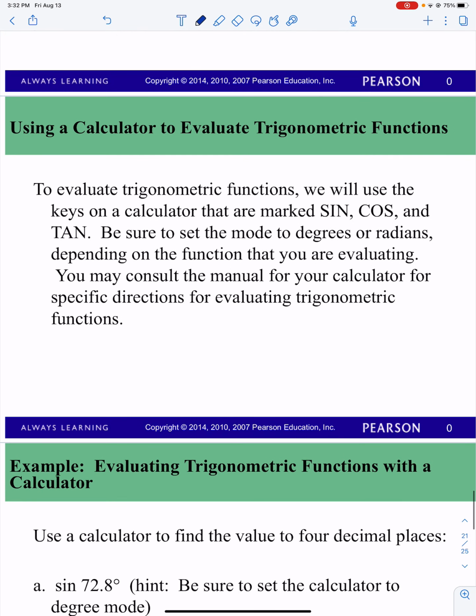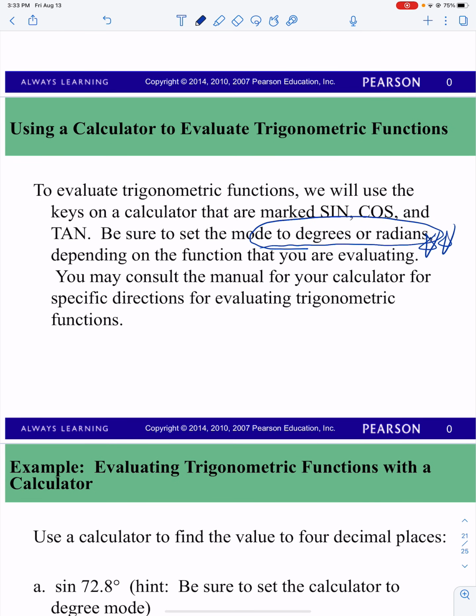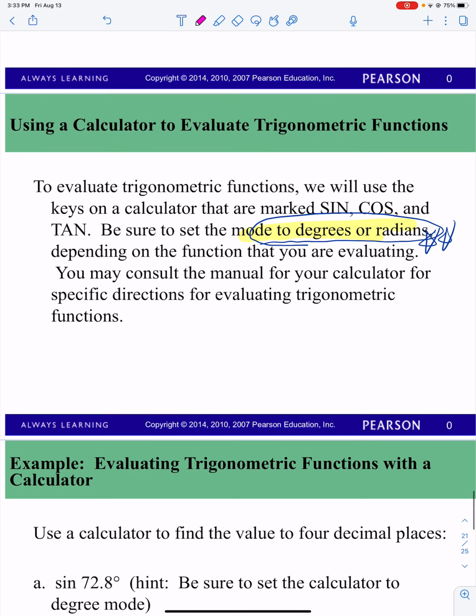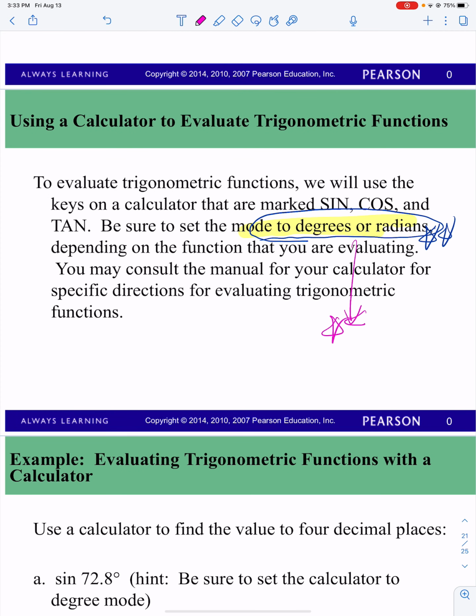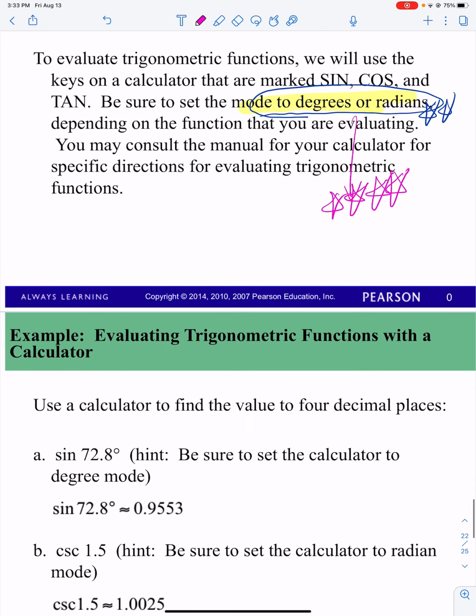Okay, you can use your calculator to evaluate sine, cosine, tangent, but make sure you set your mode to degrees or radians according to your question. This is very, very important. Otherwise a lot of students will get the wrong answers because they didn't pay attention to the mode.